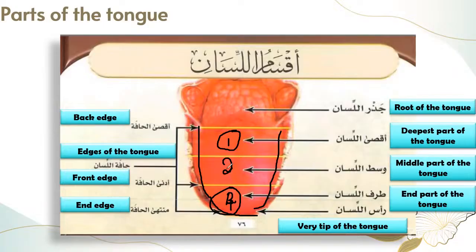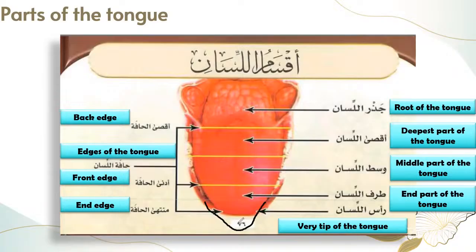Now the second part, it is the wasatul lisan. Okay, it is the middle part of the tongue. The third one, it is the hafatul lisan, which is the sides of the tongue. Okay, there are a few letters for which we specifically use the sides of the tongue for the articulation. Now the last part, it is the end of the tongue or tip of the tongue, what we call taraful lisan. Okay, so this taraful lisan, if we extend the tip of the tongue further outside the mouth, the tip of the tongue will get sharpened like this. And this sharpened tongue is what we call the very tip of the tongue or head of the tongue, or ra'sul lisan.